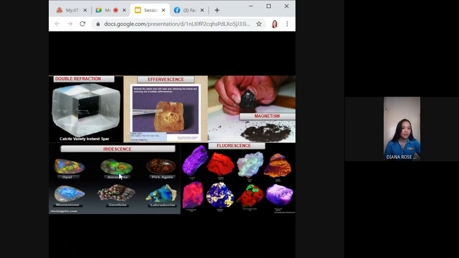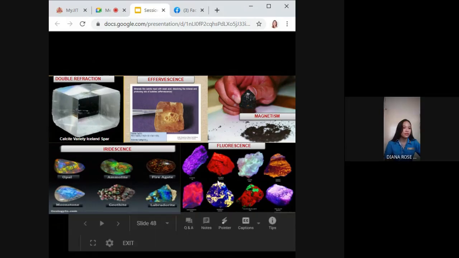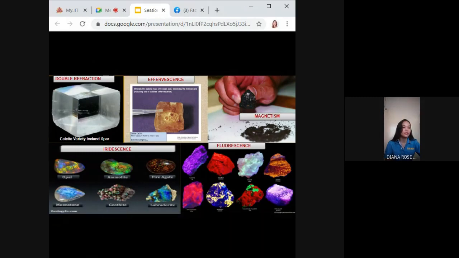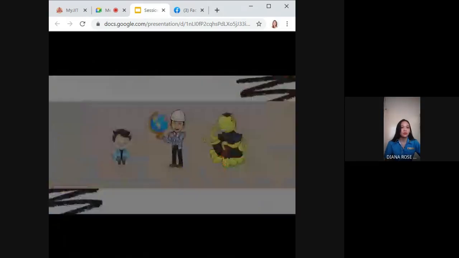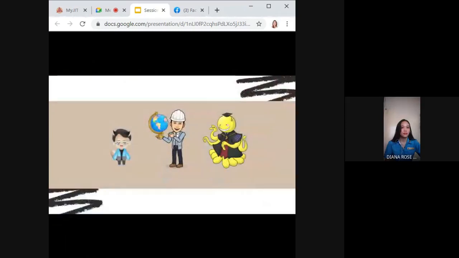And then iridescence, which is the play of color or a series of colors produced by interference or diffraction or both, when light is reflected from thin films. And then fluorescent minerals emit visible light when illuminated with ultraviolet light or UV, X-rays, or electron beams. So that would be all.